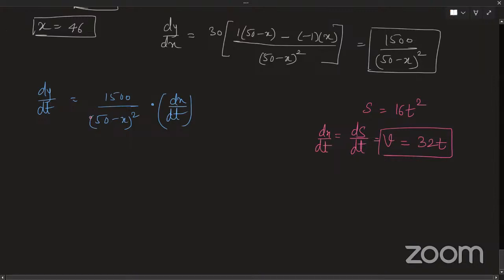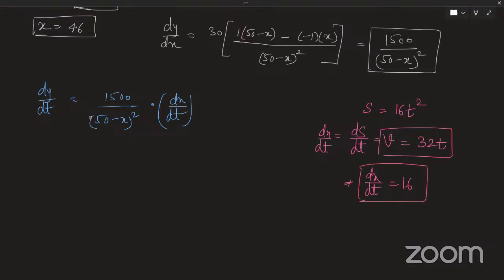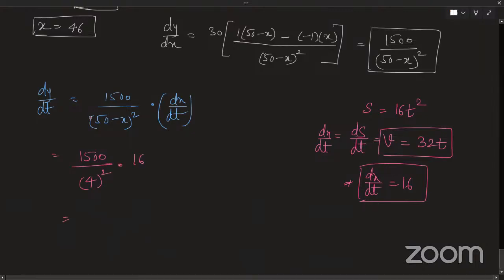So what is your dx by dt value? The t is given to you as half, so dx by dt will be 16. Just input both of these values over here. So you get 1500 divided by (50 minus 46) whole square, so 4 whole square, into dx by dt, which is 16. So my final answer will be 1500 feet per second, right?